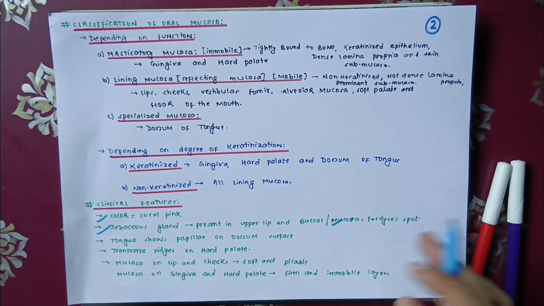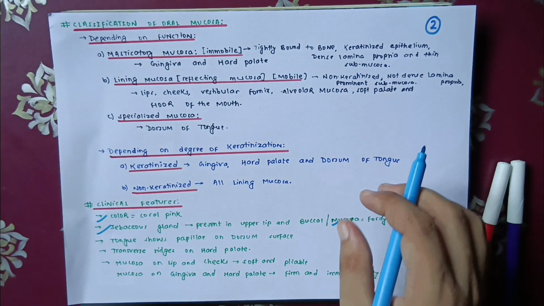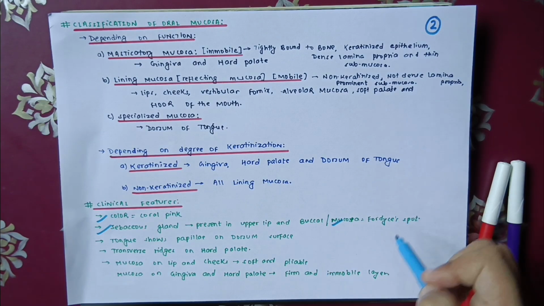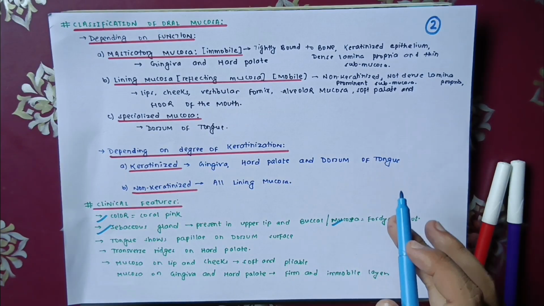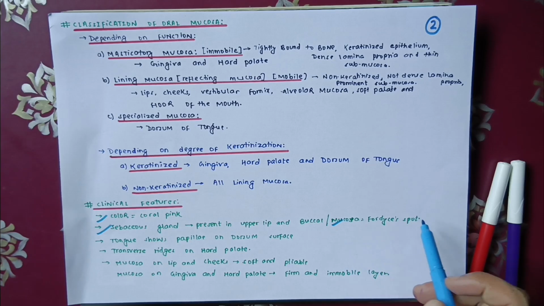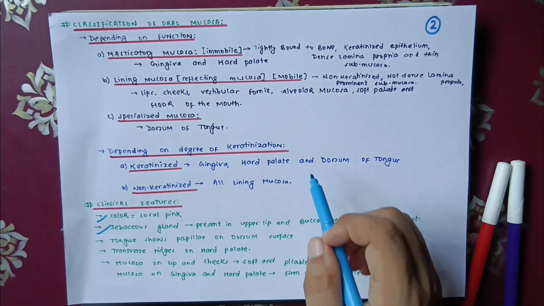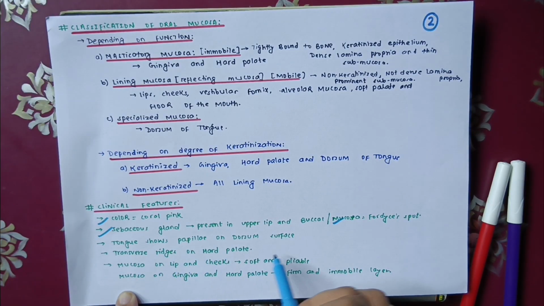We will be properly discussing Fordyce spots in oral pathology, and they are quite similar to the sebaceous gland. Just remember here that in the mucosa there are Fordyce spots, and the sebaceous gland that is present in the oral cavity is non-functional. After that, the tongue shows papillae on the dorsum surface.